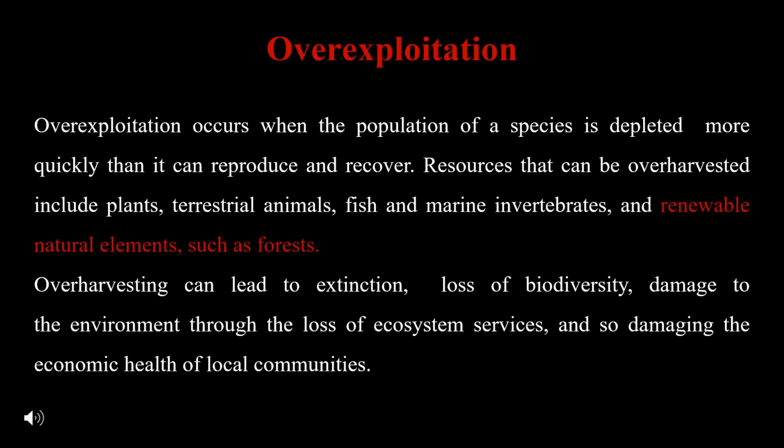The second category of pressures listed in the Evil Quartet is overexploitation. In ecology, the term overexploitation or overharvesting refers to depleting the population of a species more quickly than it can reproduce and recover. Therefore, the semi-renewable nature of biodiversity is the background for overexploitation to occur.